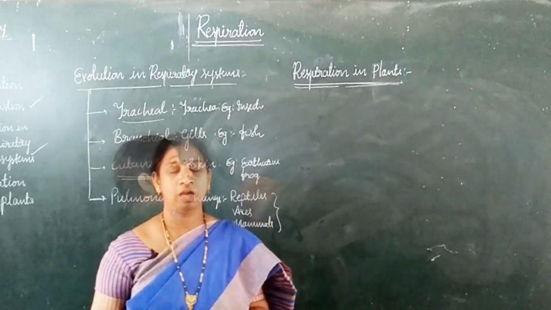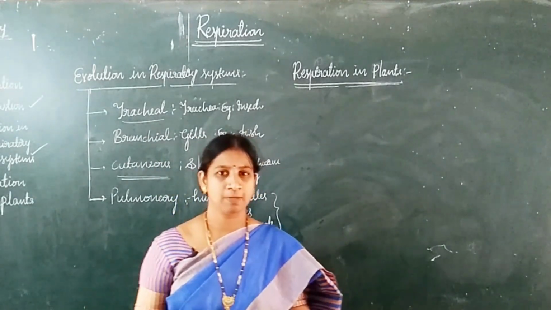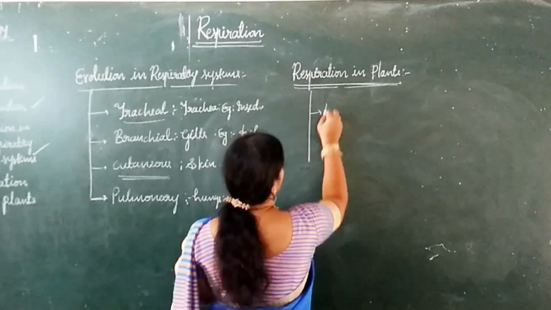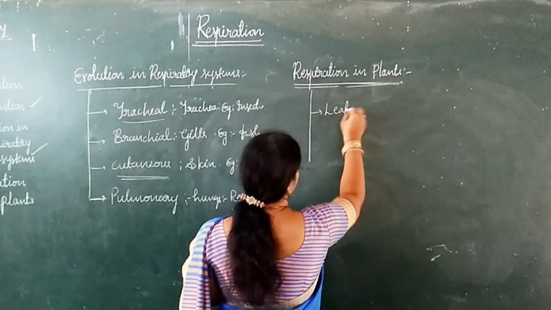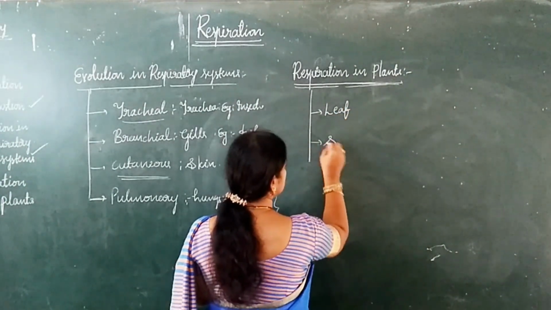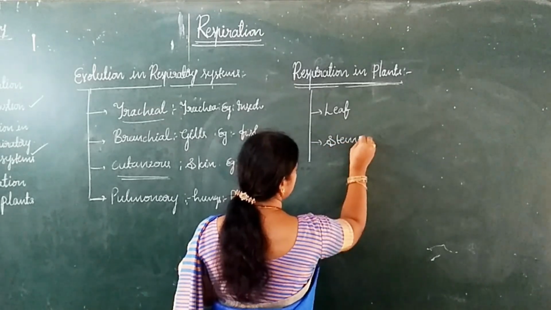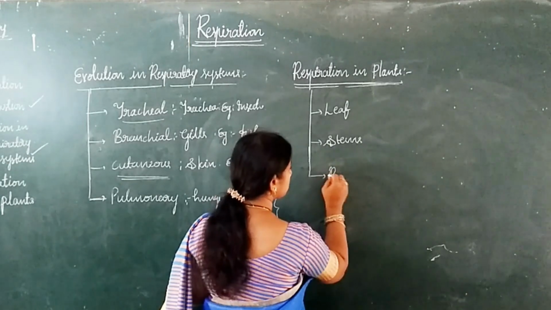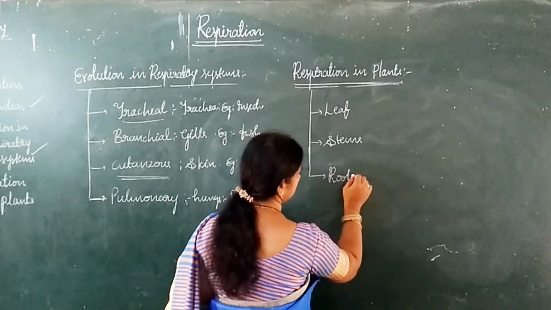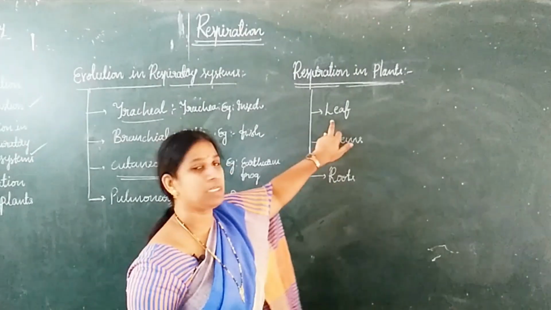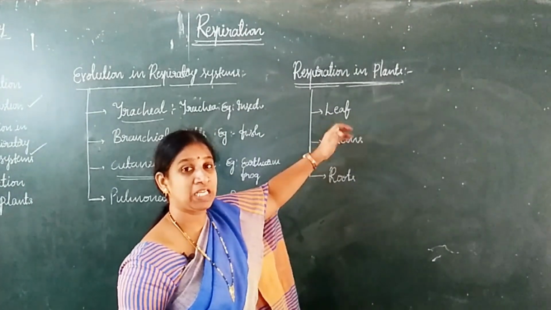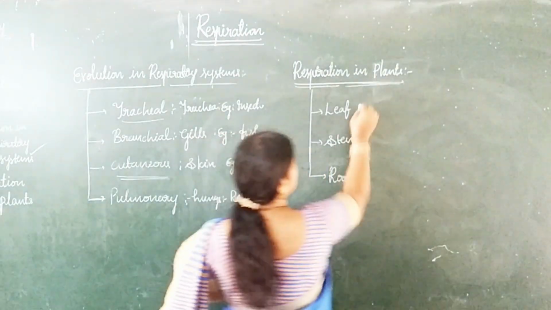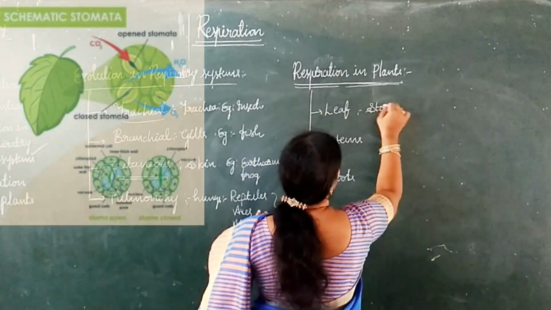Here is how the exchange of gases takes place. Basically, you all know that gas exchange takes place through leaves. In some plants, gas exchange takes place through stems also, and in some plants even roots are useful for gaseous exchange. The majority of plants take in and release gases through the leaves. Leaves have special structures called stomata.